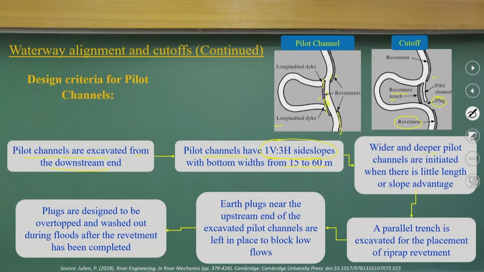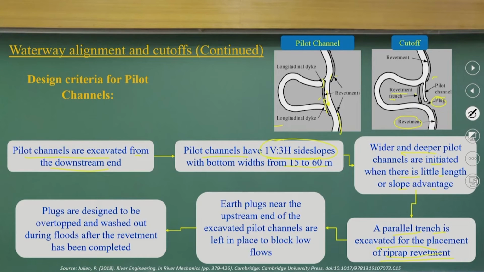Wider, deeper pilot channels are initiated with their length and slope advantages. Once you make the pilot channels, the flow process can slowly develop them. Parallel to them you make a trench, with the placement of riprap revetments. With that trench we put the stone riprap revetment.